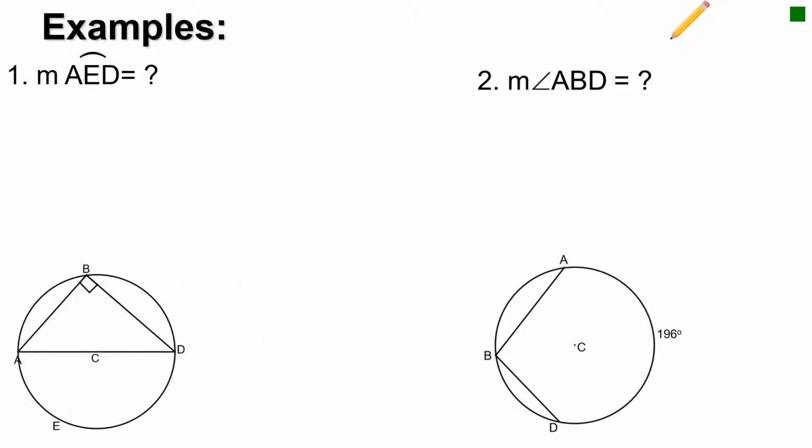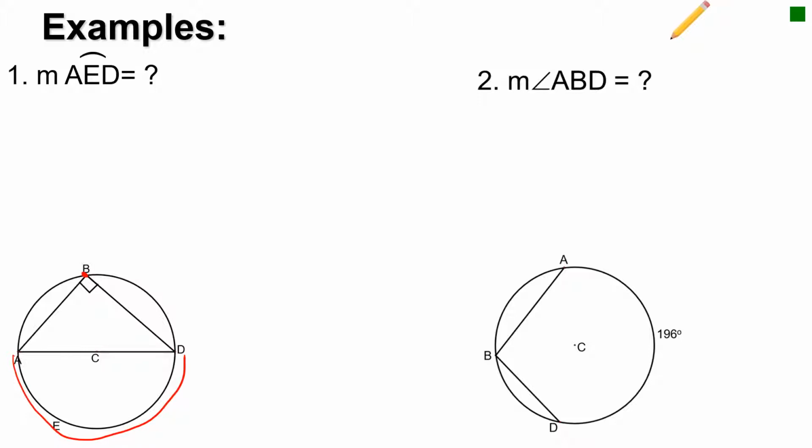Okay, so now we're going to use that equation where the angle is equal to 1/2 the measure of the arc. So in number 1, they gave me the inscribed angle. So angle ABD is 90 degrees, but we need to find the measure of the arc AED. And it's pretty obvious that it's a semicircle, right?